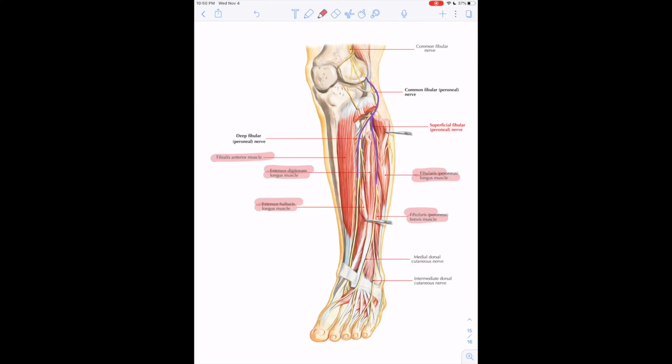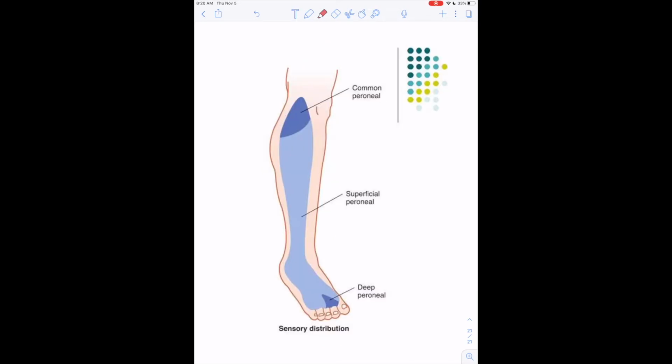hallucis longus muscle. Sensory innervation from the common fibular nerve includes this area from a branch called the lateral sural cutaneous nerve, this area, the anterior part of the leg, and most of the dorsum of the foot from the superficial fibular nerve, and this part in between the first interdigital cleft from the deep fibular nerve.